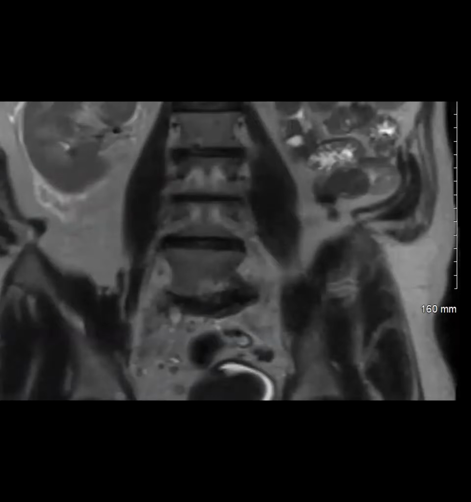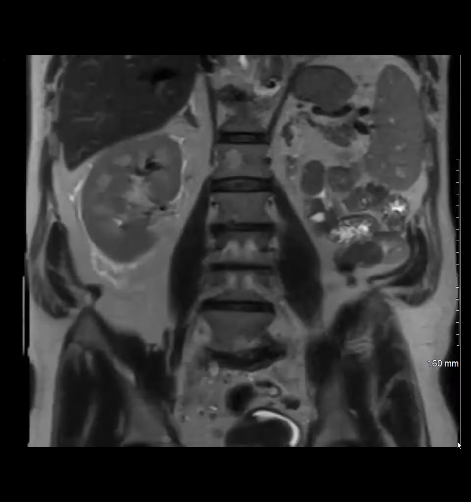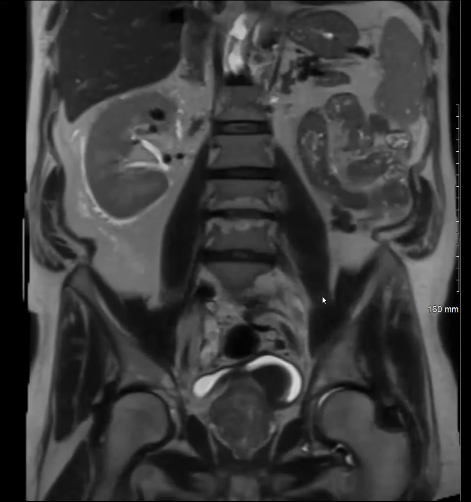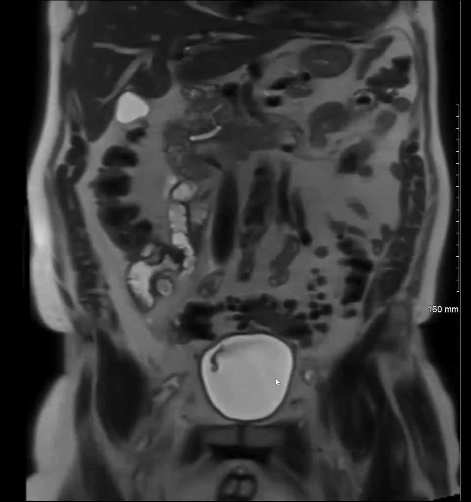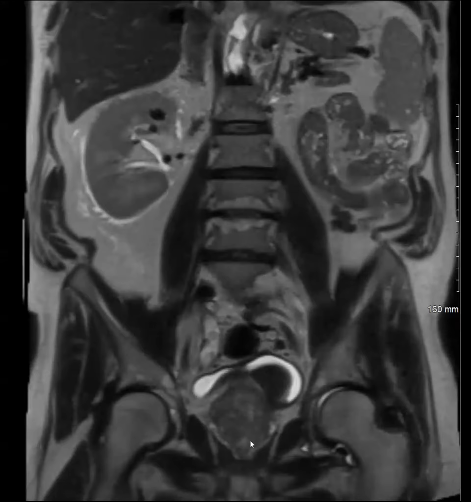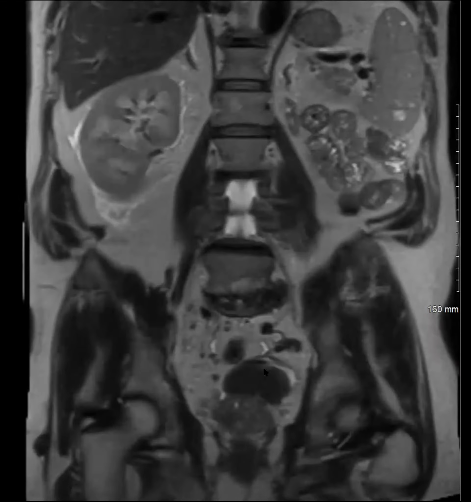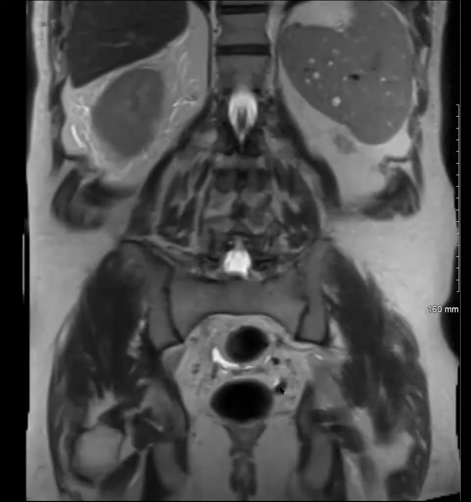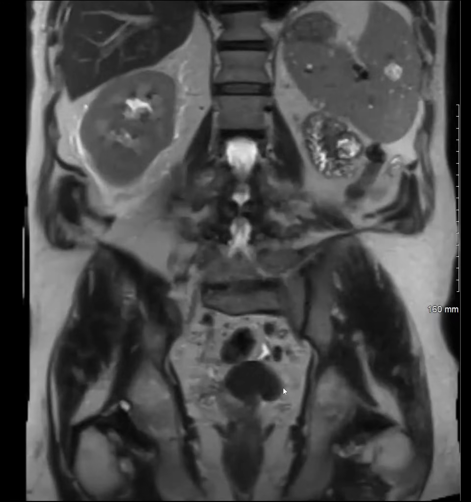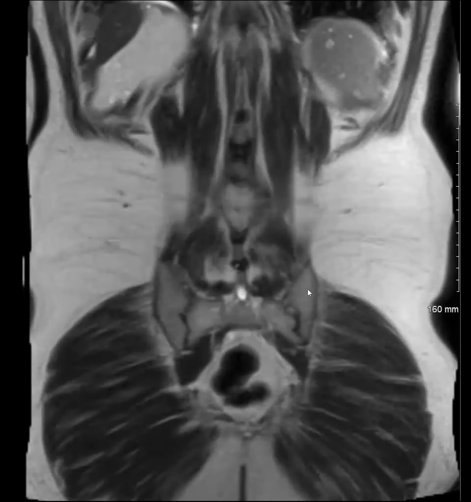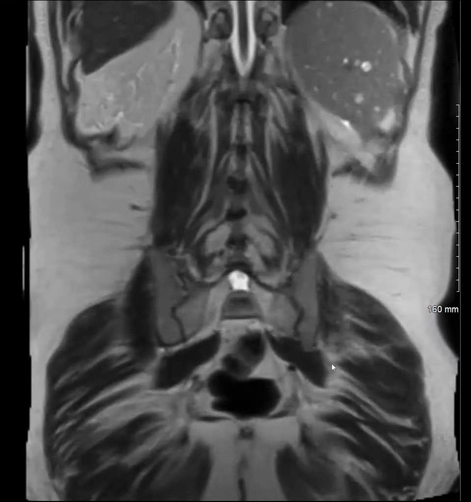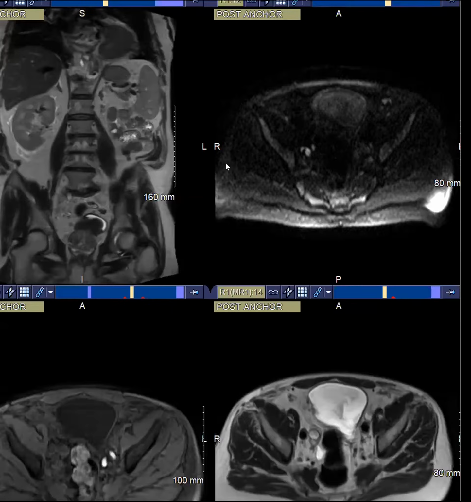Okay, here we go. So this is the coronal T2. That's the bladder, prostate. And here is the thing that we saw on CT. It's very dark on T2. That's a pretty fibrous tumor of some sort. Good thought. I'm going to show you more images.